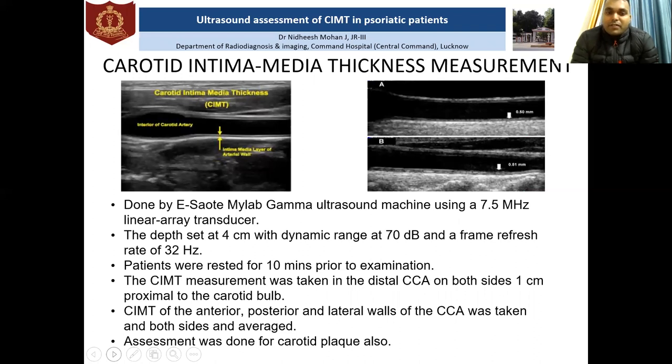The CIMT measurement was taken in the distal common carotid artery on both sides, 1 cm proximal to the carotid bulb. The CIMT of the anterior, posterior, and lateral walls of the common carotid artery was taken on both sides and averaged. Assessment was done for the carotid plaque also in the same setting.